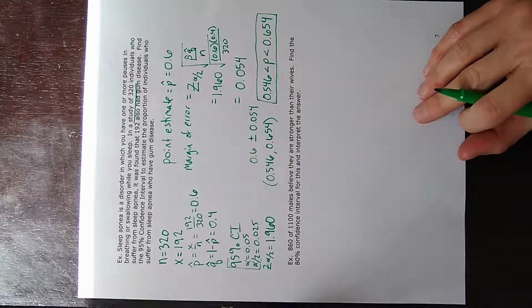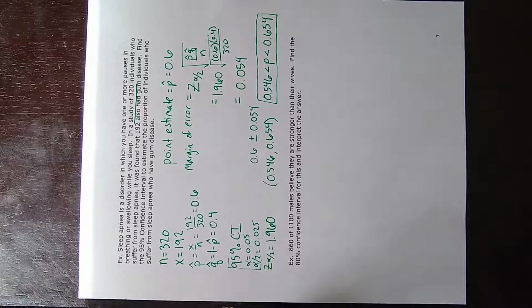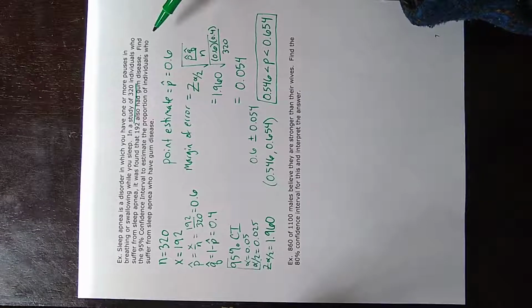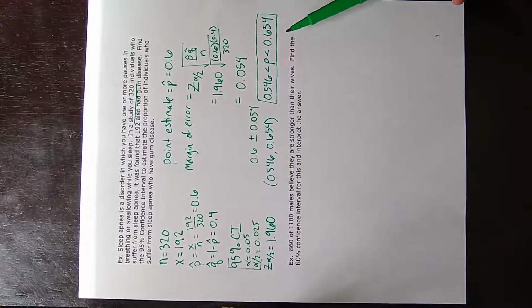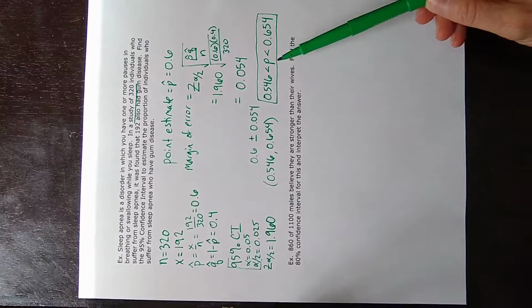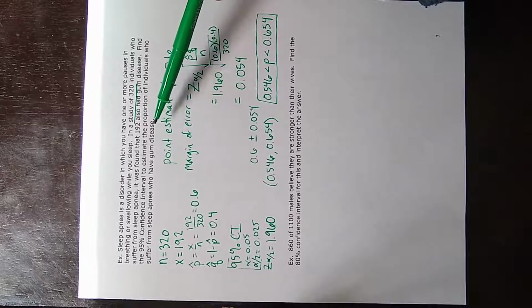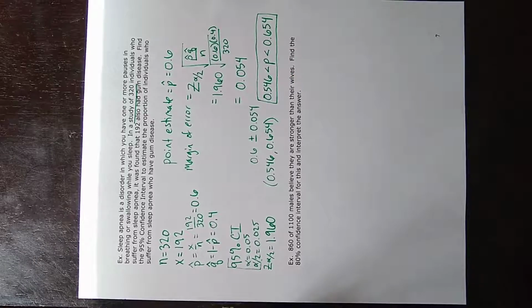So this question just said to find the interval. It's also a good idea to interpret, but it didn't ask us to interpret. It just said find the confidence interval to estimate the proportion of individuals who suffer from sleep apnea who also have gum disease. So if I was going to interpret this one, I would say we are 95% confident that the true population proportion, you can steal your wording from up here, of individuals who suffer from sleep apnea and also have gum disease is between 0.546 and 0.654.